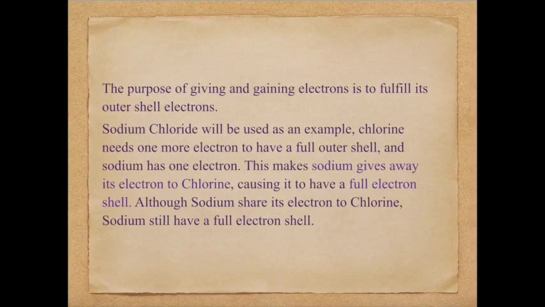Sodium chloride will be used as an example. Chlorine needs 1 more electron to have a full outer shell, and sodium has 1 electron. This makes sodium give away its electron to chlorine, causing it to have a full electron shell. Although sodium gives its electron to chlorine, sodium still has a full electron shell.